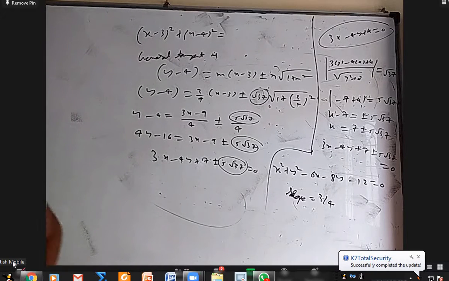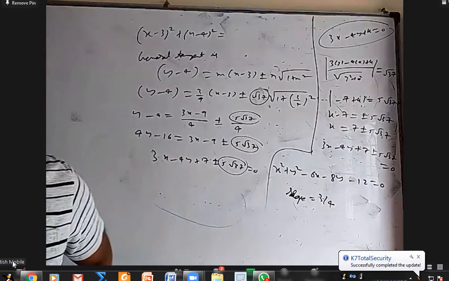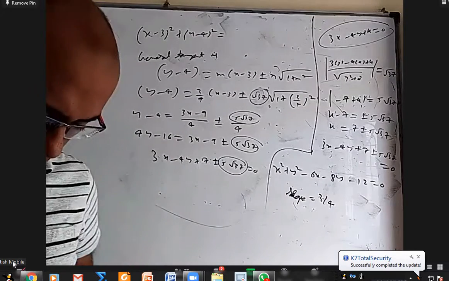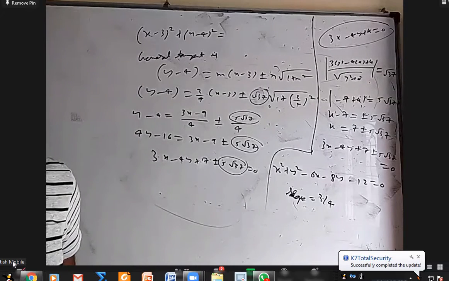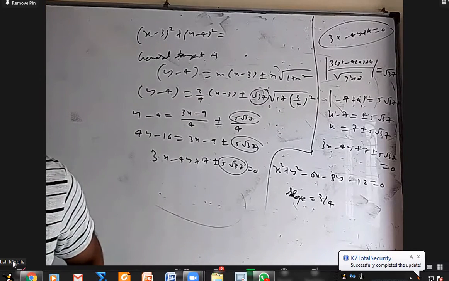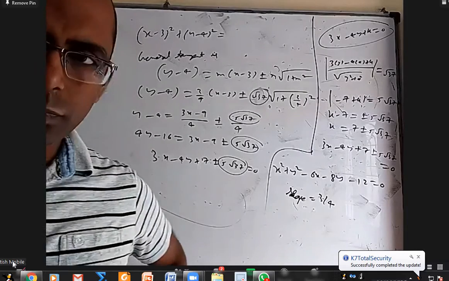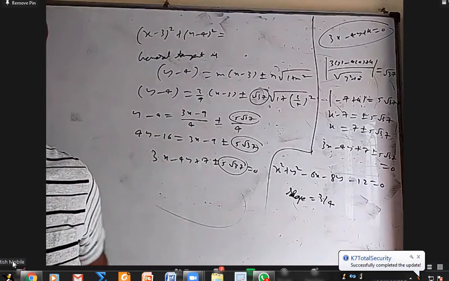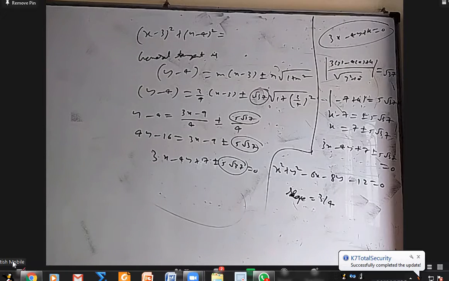Next question. From an external point (7, 1), two tangents are drawn to the circle x square plus y square equal to 25. Find the slopes of these two tangents.